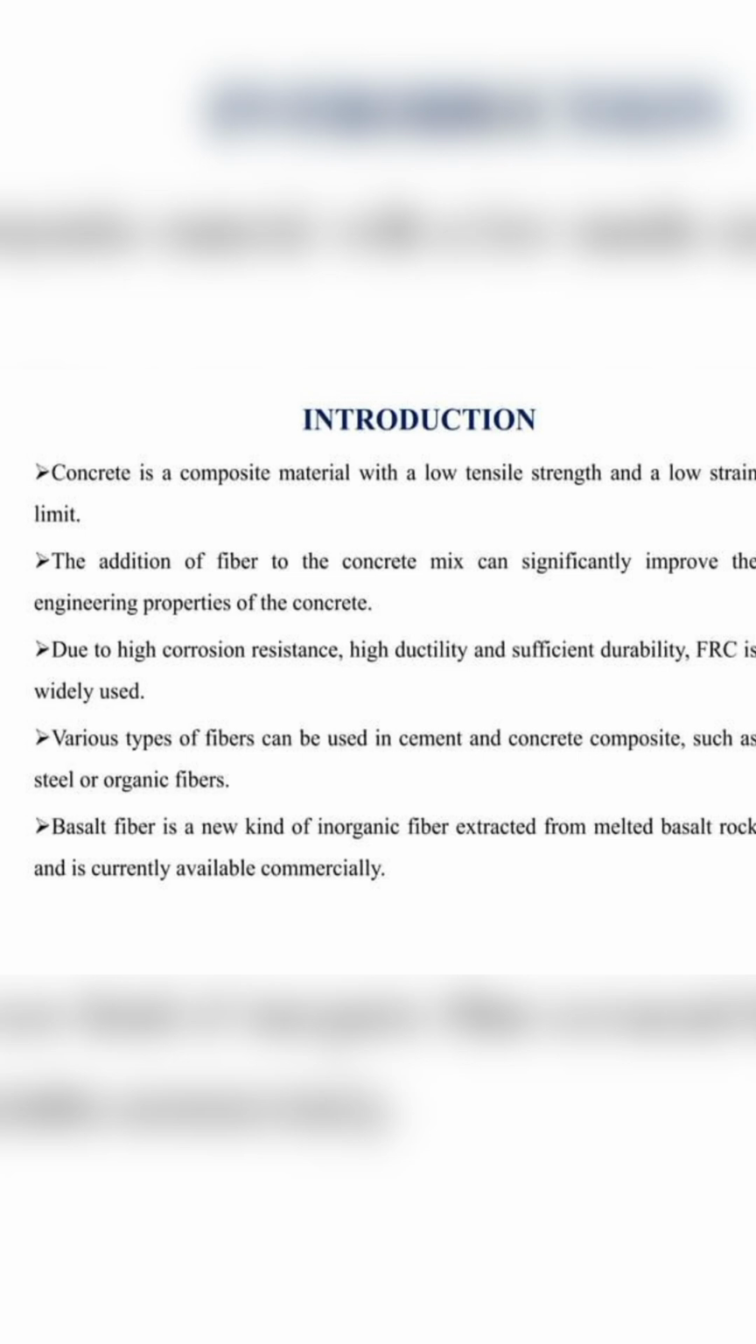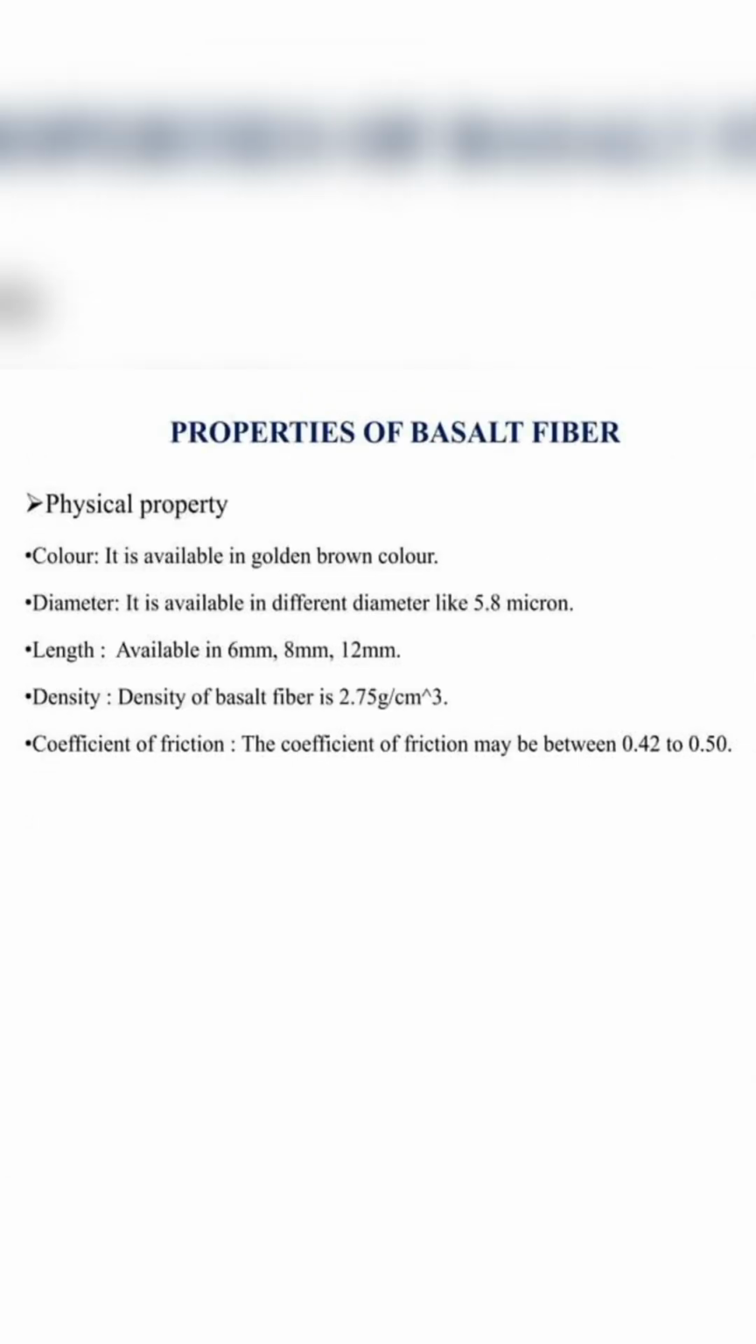Various types of fibers can be used in cement and concrete composites, such as steel or organic fibers. Basalt fiber is a new kind of inorganic fiber extracted from the melted basalt rock and is currently available commercially. The properties of basalt fiber.